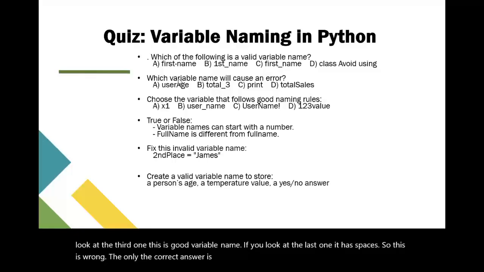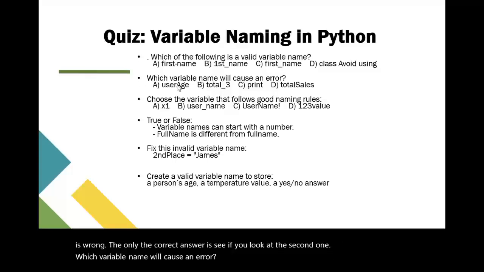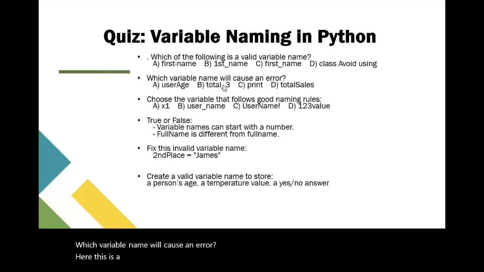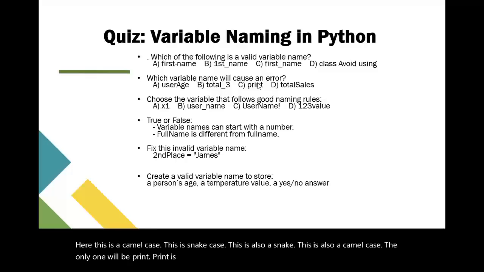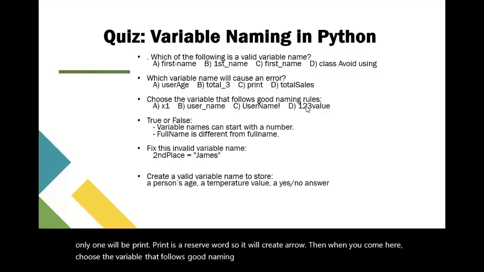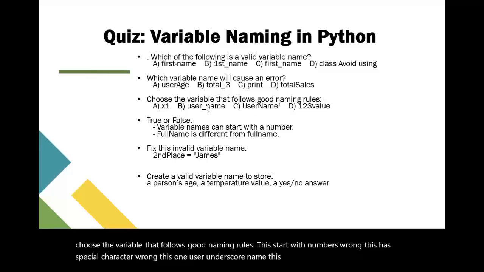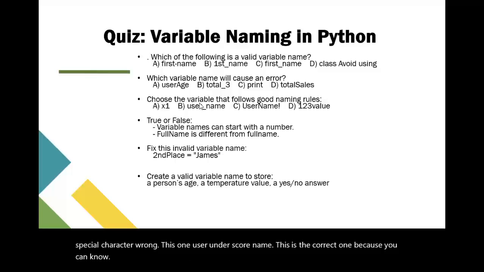The second question: which variable name will cause an error? This is camel case. This is snake case. This is also snake case. This is also camel case. The only one will be print. Print is a reserved word, so it will create an error. Then, choose the variable that follows good naming rules. This starts with numbers, wrong. This has a special character, wrong. This one, user_name, is the correct one because you can know what the variable is talking about.